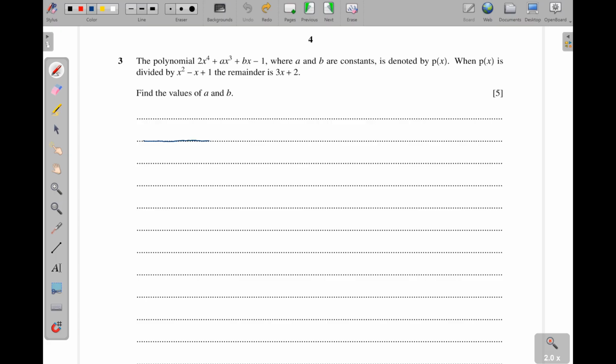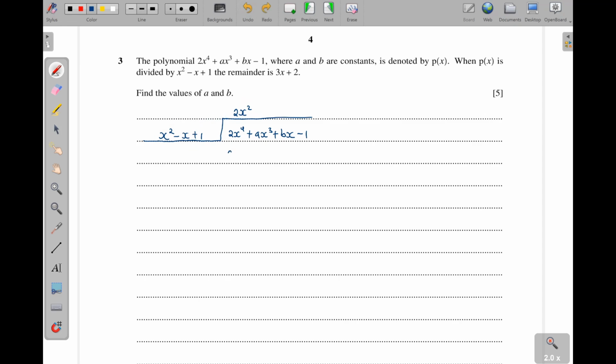One, I'm going to use long division. So we have here 2x^4 plus ax^3 plus bx minus 1, and then here we have x^2 minus x plus 1, that is our divisor. Now we divide the first with the first, the rest we multiply. This divided by this, we get 2x^2. So I'll write 2x^2 here.